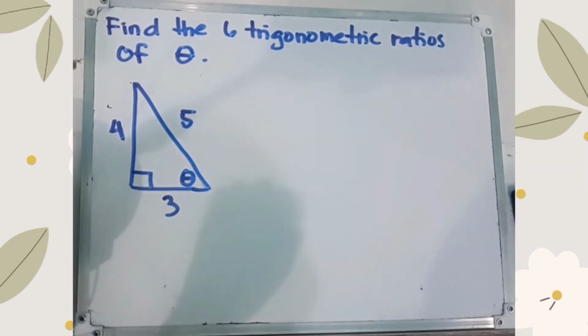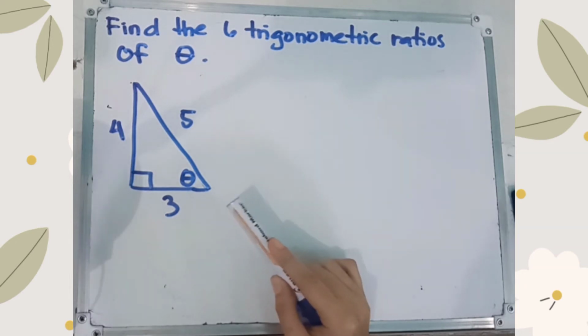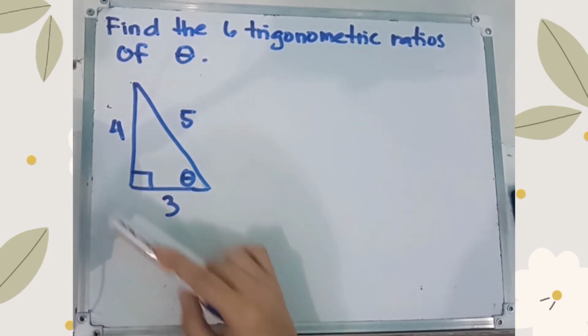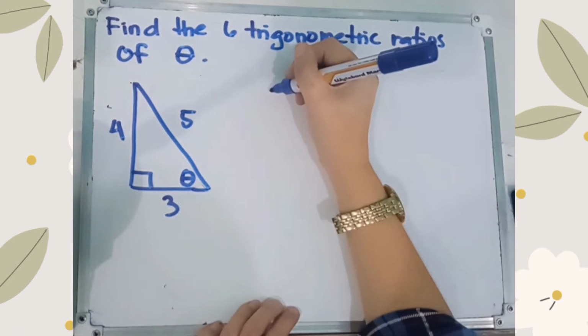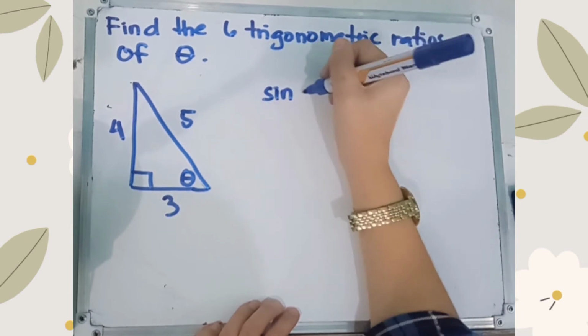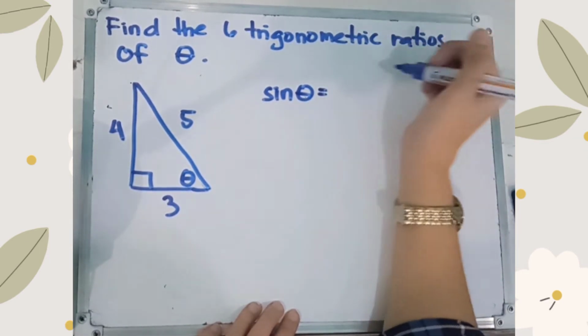Let us go ahead and try an example. Find the 6 trigonometric ratios of angle theta. We are given this right triangle with sides that measure 3, 4, 5. So starting with sine theta, let us determine the ratio.